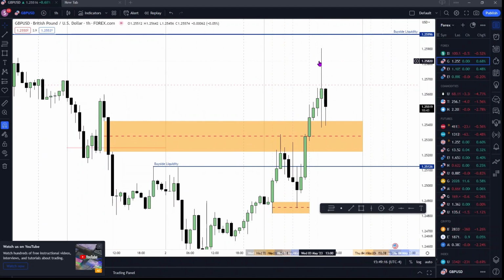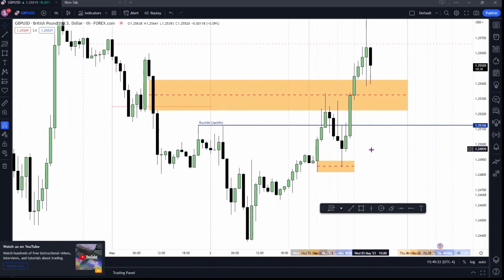But again, with FOMC, probability drops off, and it's probably not even worth trying to. It's probably not worth the risk, so to speak.